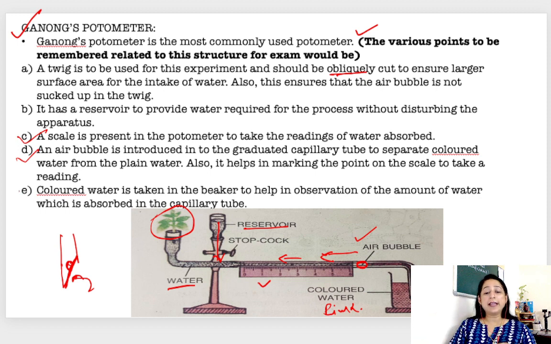Then colored water. Why is colored water taken in the beaker? Just to demarcate between plain water and colored water, और जितना colored water ऊपर जाएगा that will give us a reading that okay fine, this much plain water has been evaporated out. Now how the questions are asked from it, जैसे first question can be how do you cut the twig for maximum absorption of water, then what is the purpose of a reservoir, why is a scale placed, why is the air bubble introduced, or why is colored water taken in the beaker. So these are the questions. So these points become very important.